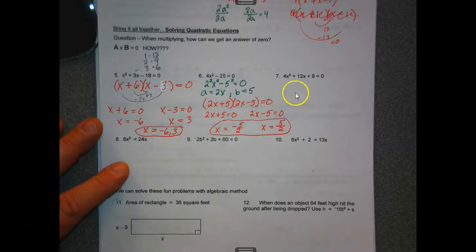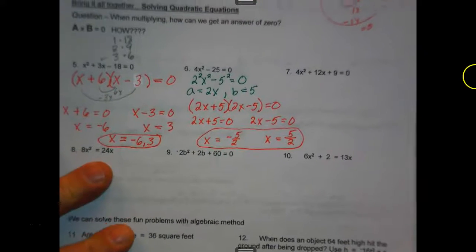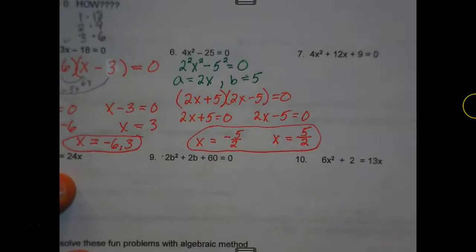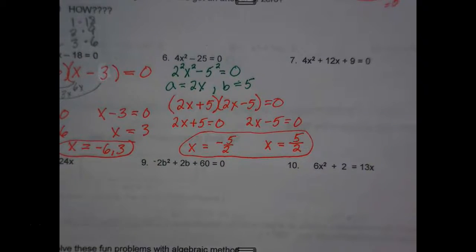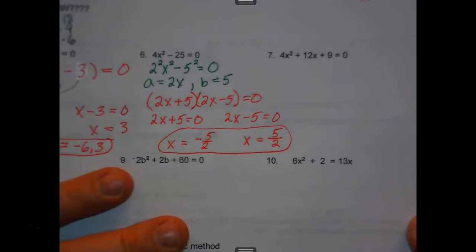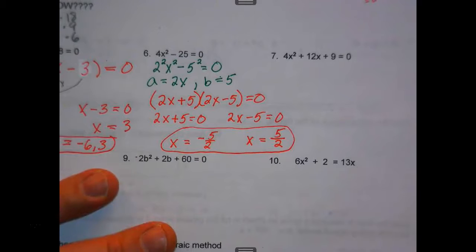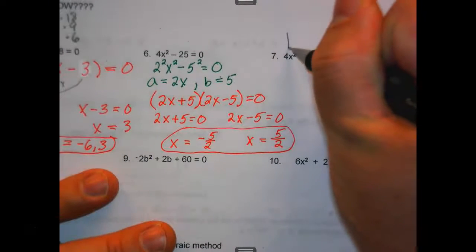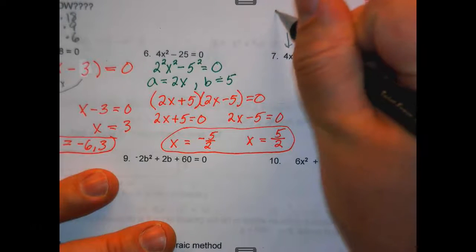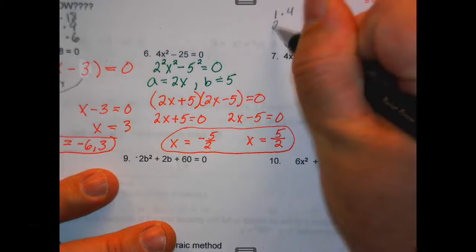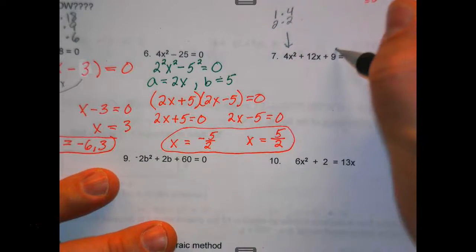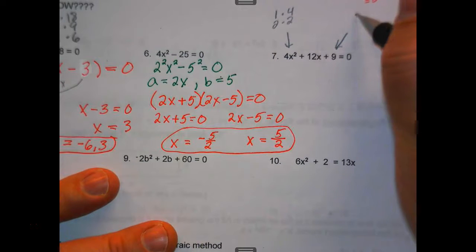All right. What are we on? Number 7. Okay. Can I factor anything out? I don't think so. Okay, so the factors of 4: 1 times 4, 2 times 2. Factors of 9: 9 times 1, 3 times 3.